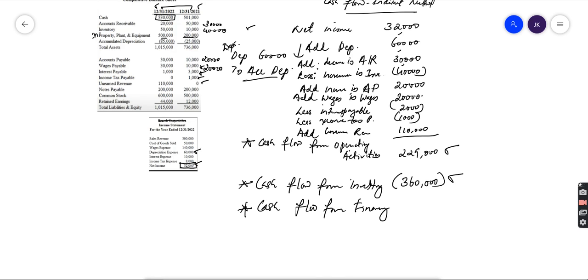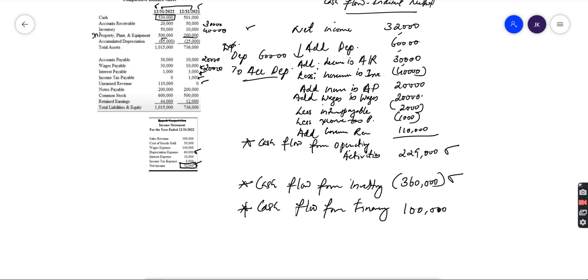So for cash flow from financing, notes payable didn't change. Common stock has increased, so more issuance of common stock. Common stock has increased by 100,000, right? So that's an increase in cash flow from financing. And retained earnings, it was 12,000.